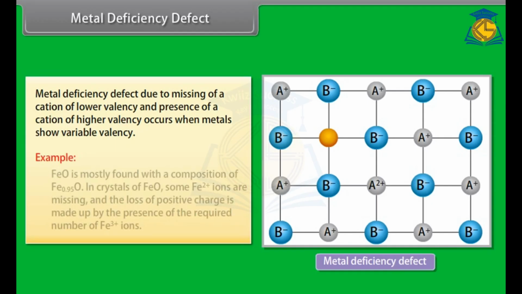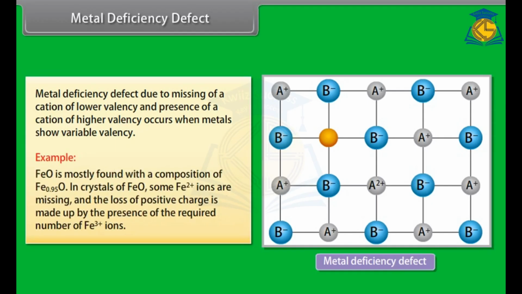Example: FeO is mostly found with a composition of Fe0.950. In crystals of FeO, some Fe2+ ions are missing, and the loss of positive charge is made up by the presence of the required number of Fe3+ ions.